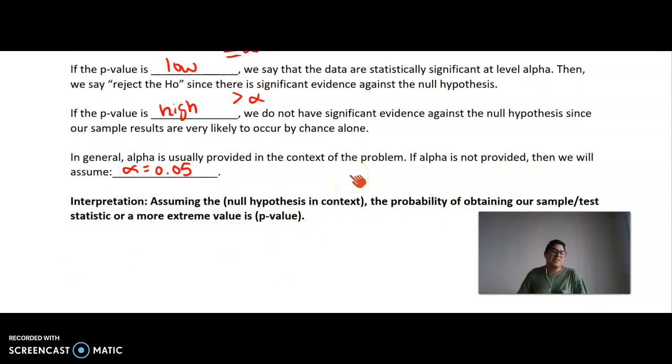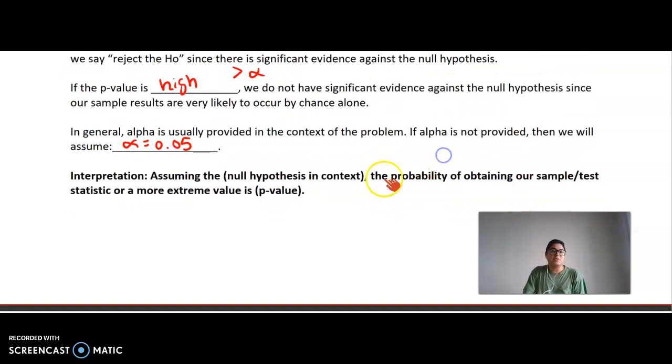Sorry about that, y'all. Now, here's how we're going to interpret it. Assuming the null hypothesis is true, assuming that the true proportion success rate is this, the probability of obtaining our sample or test statistic or a more extreme one is this. And the one thing I'm going to add here, comma, by chance alone. So that's one edit that I need you to make for me.